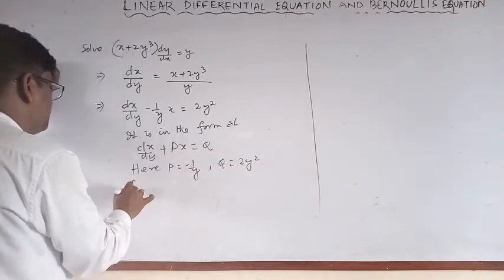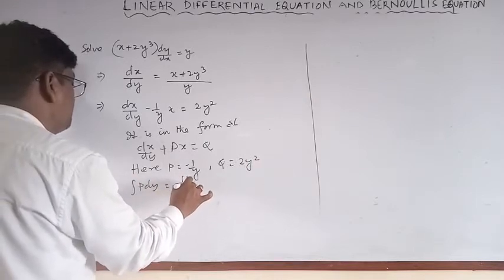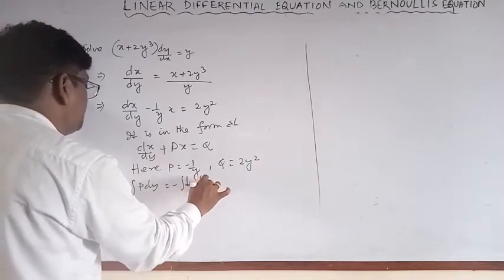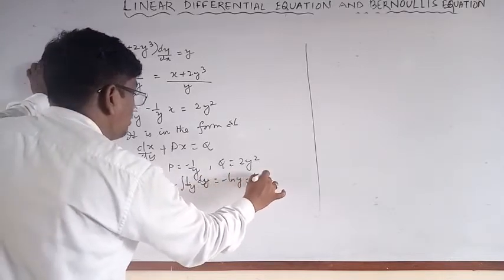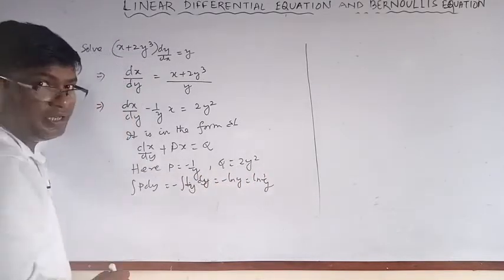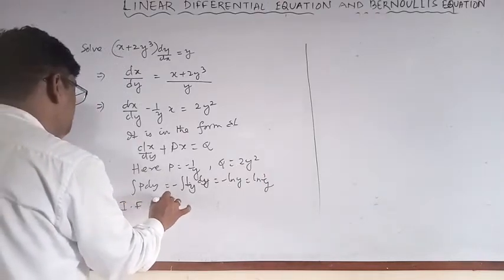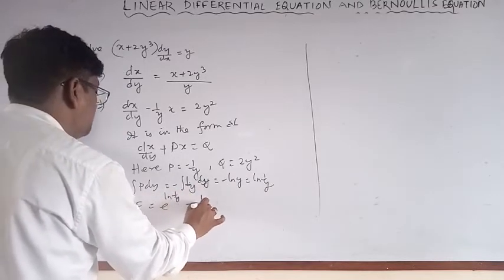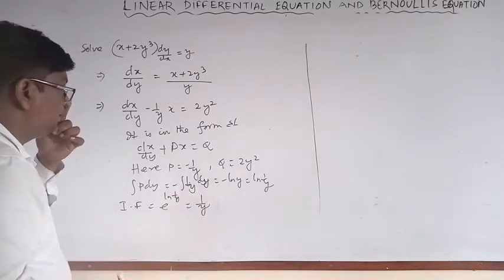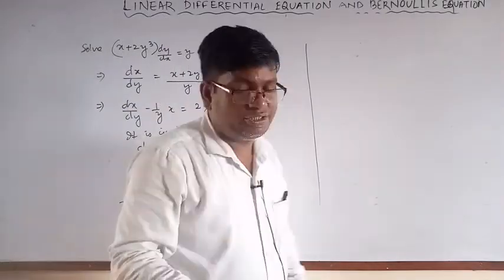Now the integral of P dy is the integral of minus 1 by y dy, so minus log y, that is log of 1 by y. So the integrating factor IF is equal to e to the log 1 by y, so this is 1 by y. Now the general solution is what?